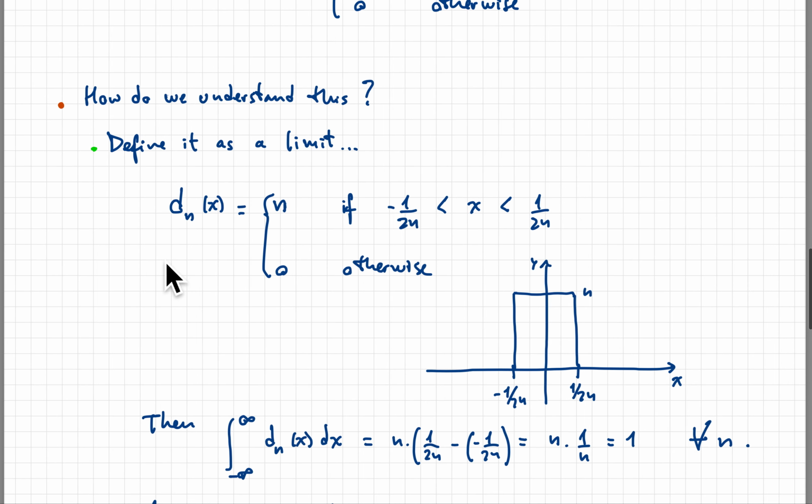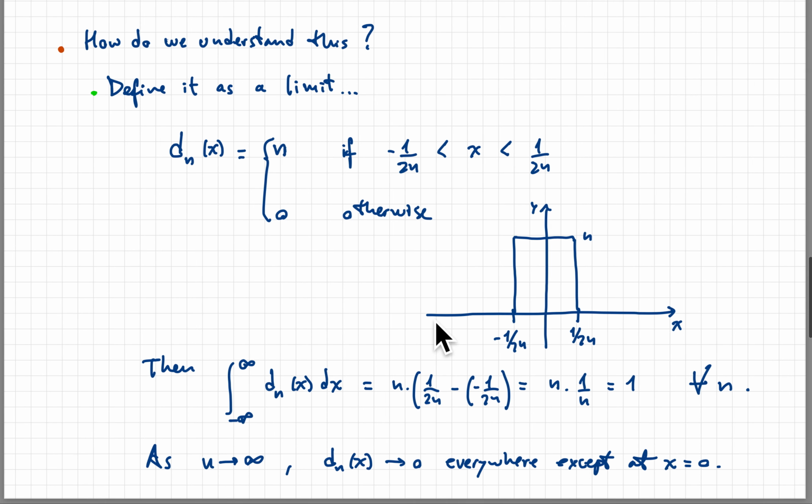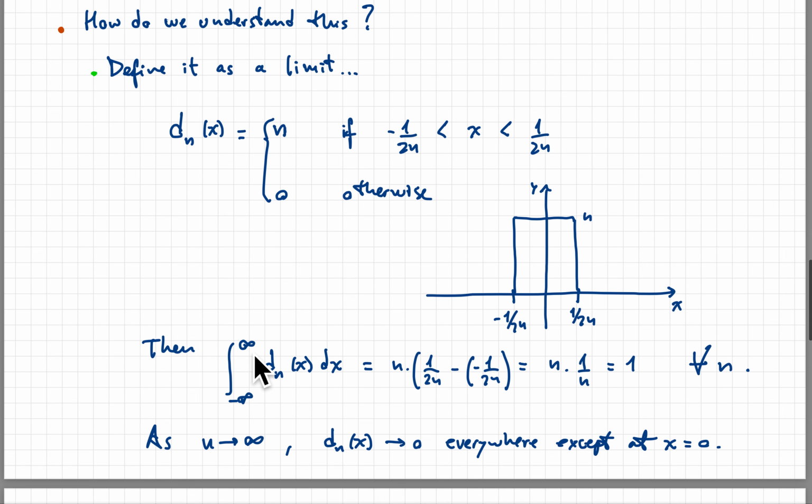Basically, if you were to plot d_n for a fixed n, this is roughly what the plot is going to look like. It's going to be 0 here, 0 on the other side, and it's going to look like this square, or rectangle really, here in the middle. The rectangle has width 1 over n, as you see here, and height n. So when you do the integral from minus infinity to infinity of d_n of x dx, the result is simply the area under this curve. The area is just the area of the rectangle, which is the height times the width. And so that's n times 1 over n, which is 1. And it's 1 for all n.